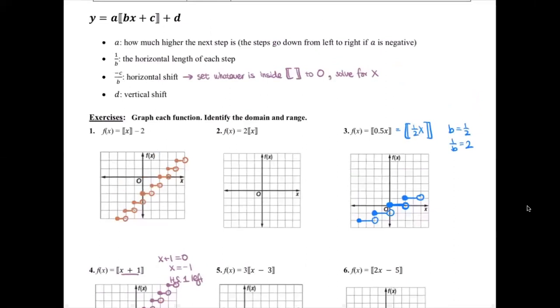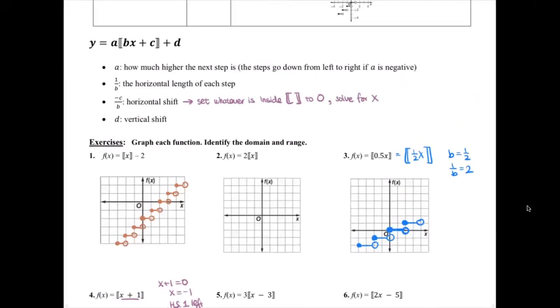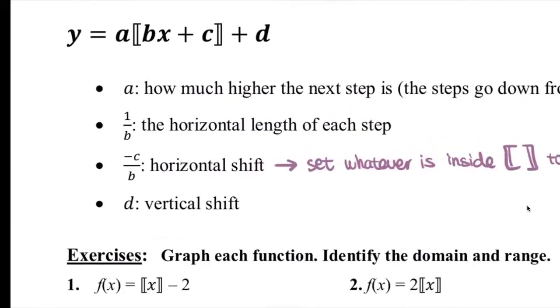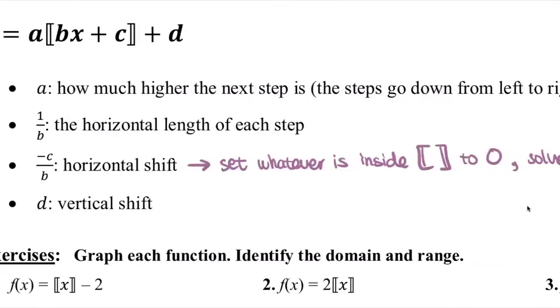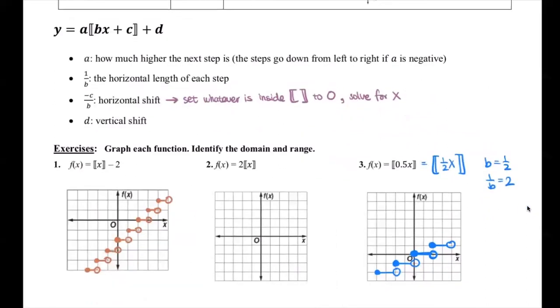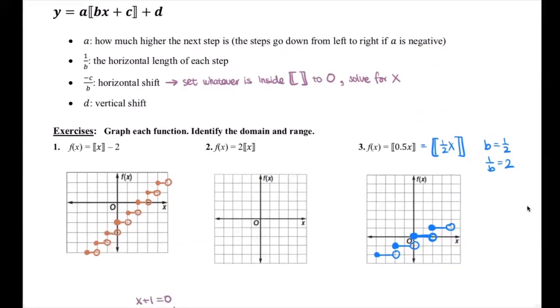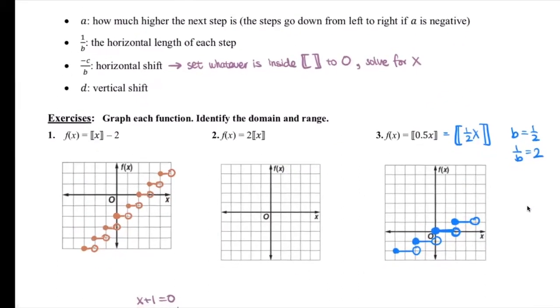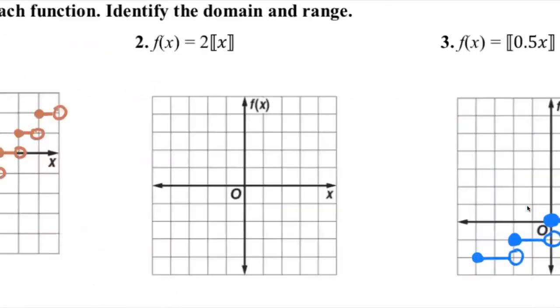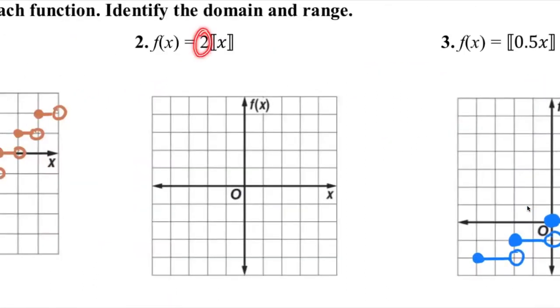And lastly, let's go to our multiplying outside the function. All right, and that is this guy right here. And it's just how much higher the next step is. Okay, and that's assuming a is positive. If a is negative, then it'll go in the negative direction. Okay, kind of like a slope. So example 2. A in this case is 2. All right, so that's A.